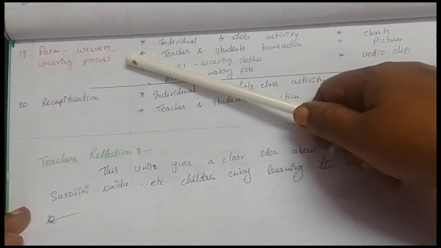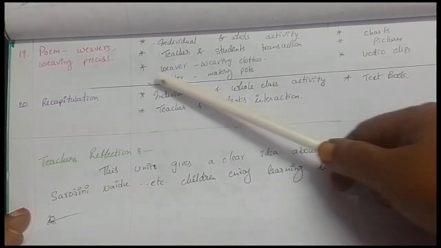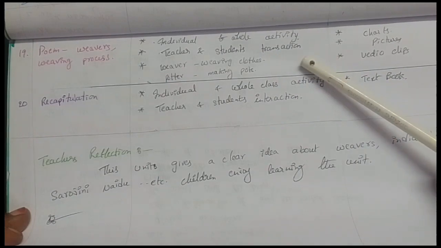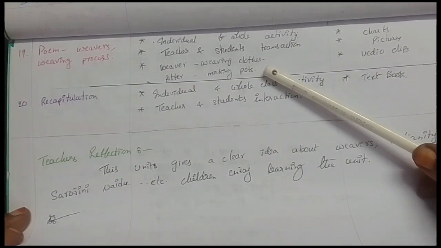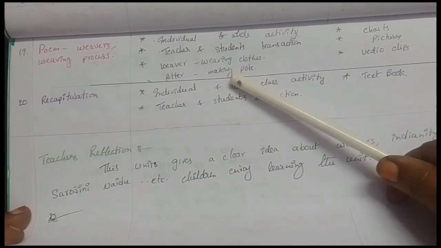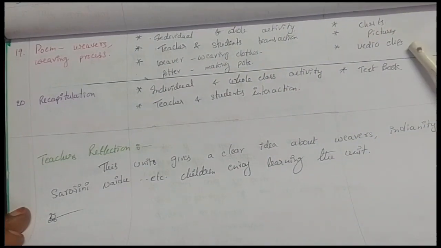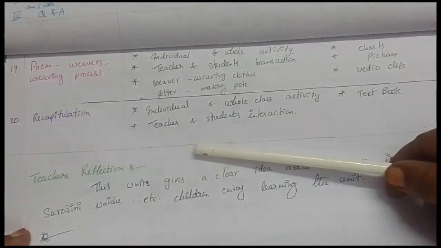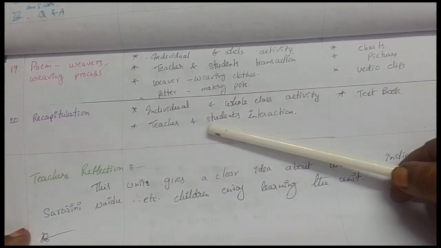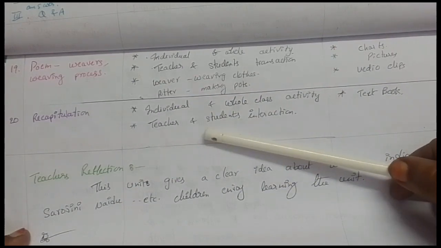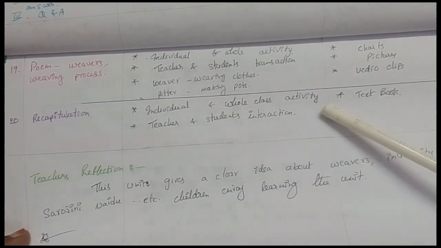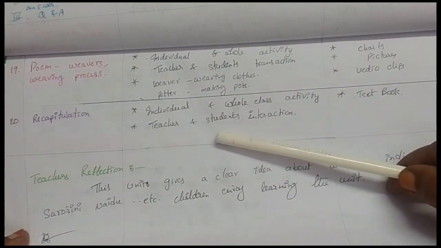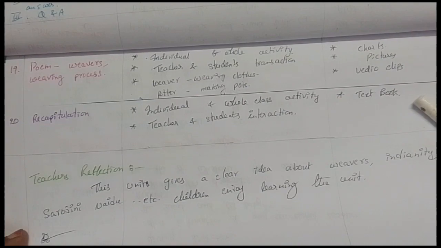Period 19, we teach the poem, weavers and weaving process, contents, etc. And it's an individual and whole class activity. Teacher and students transaction will be there. They will learn the professions, that is weaver, weaving cloths, potter, making pots, etc. They use pictures and video clips. And in the period 20, we will recapitulate. That means recapitulation here. We will recapitulate the complete unit of the lesson, the art of weaving, the poem and all the contents here. Okay, it's an individual and whole class activity. Teacher and students interaction will be there. And the students can fill the self-check point here. And we use the TLM textbook completely.